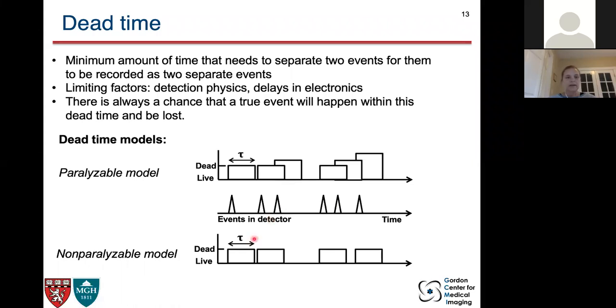The other model is the non-parallelizable model. Here, when an event happens during the dead time of a previous event, nothing will happen. We have this event, and then the second event occurs within this dead time, but nothing happens. It's not registered, and it doesn't increase the dead time. The event is just lost. So in this case, for 6 events, we will only record 4 of them. There is a difference in behavior between these two models.